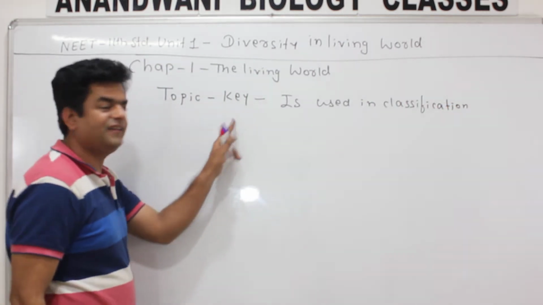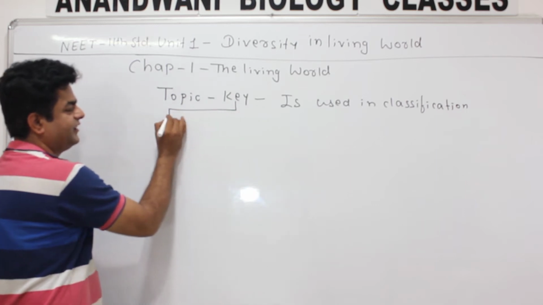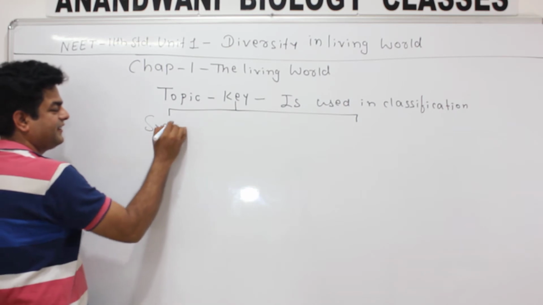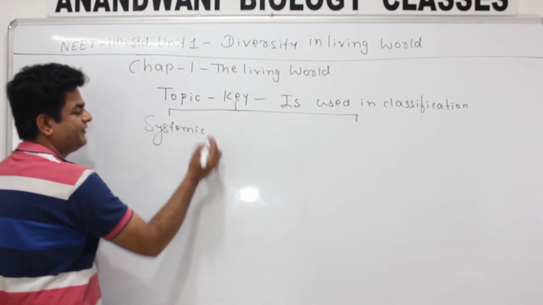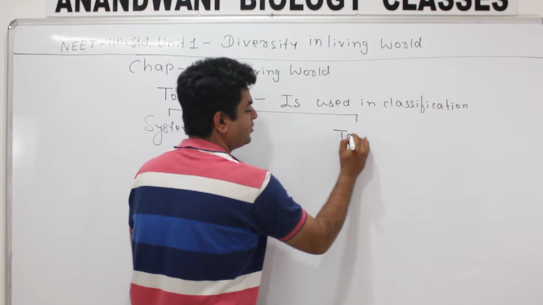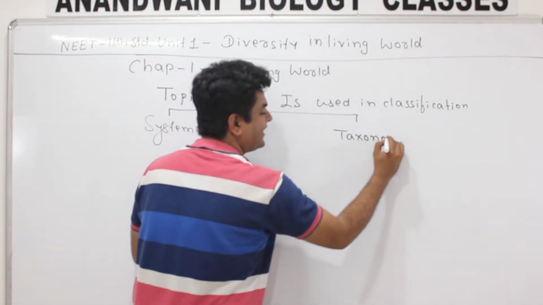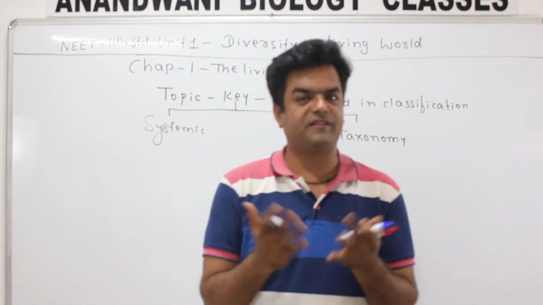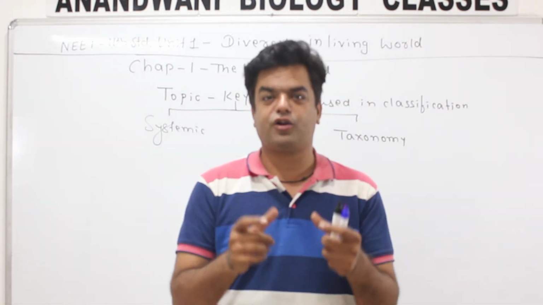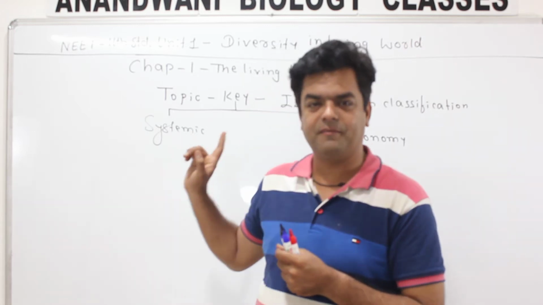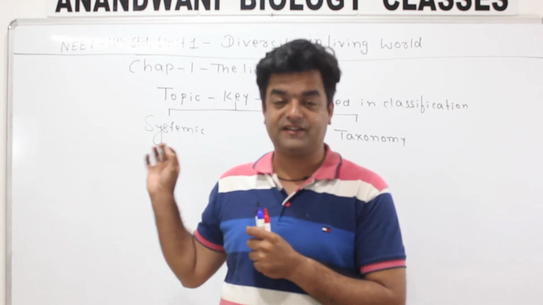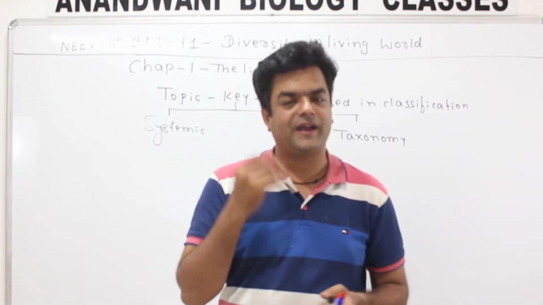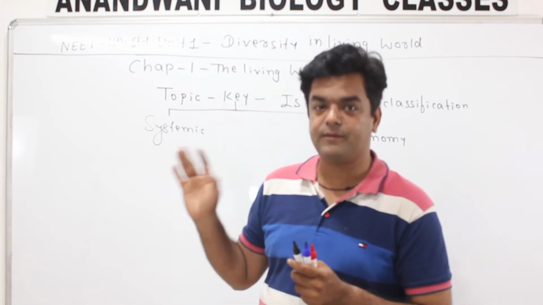Actually key is related to two different words. One word is systematics, and second it is related to taxonomy. So students of 11th standard, you must be knowing what is meant by systematics and what is meant by taxonomy. If you are not knowing, then see it clearly one time. And if you see my video clearly, then I can give you guarantee that there is no need to read it from any kind of book. You can directly solve the number of MCQs.